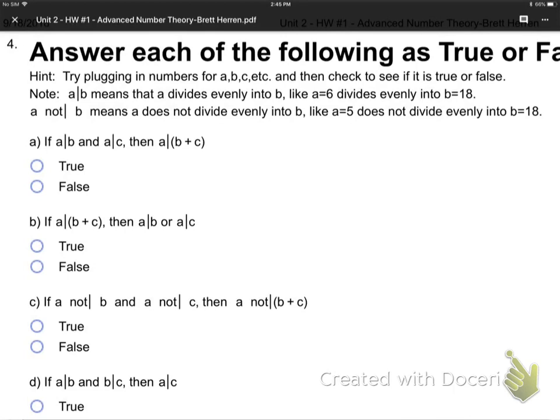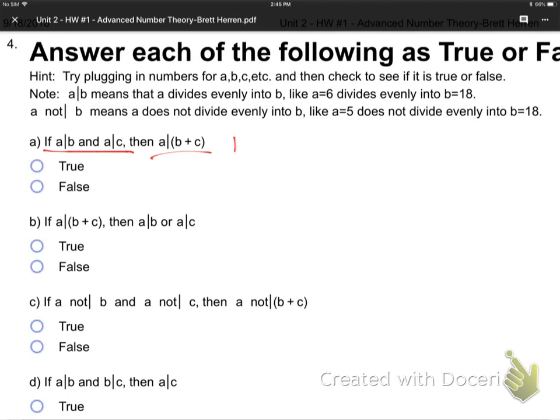So let's go. They're saying if A divides B and A divides C, then A divides B plus C. Is that a true idea or a false idea? True theorem, it would be called in math, or a false theorem. True or false?